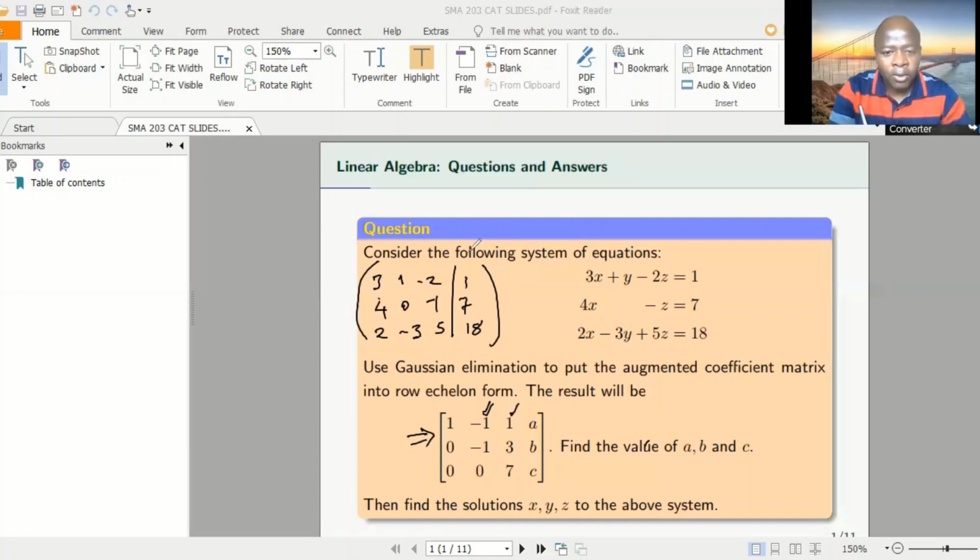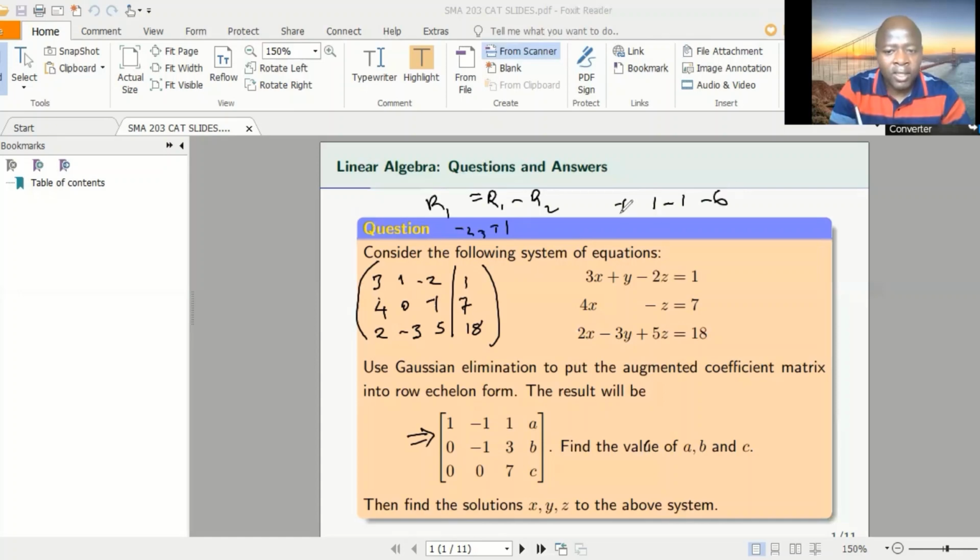So we think of another option, another way of obtaining 1 in that position. We now think of maybe adding a row to another row, or subtracting a row from the first row. For instance, if I were to subtract row 2 from row 1, what would be the new row 1? 3 minus 4 would give us negative 1. And then 1 minus 0 would give us 1. And then negative 2 minus 1 would give us negative 1. And then 1 minus 7 would give us negative 6.